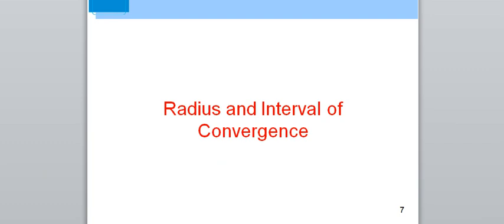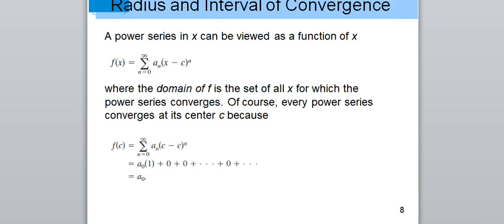And now we will go on to the radius and the interval of convergence. So let's go on there. Radius and interval of convergence. What does it say? It says a power series in x can be viewed as a function of x. Okay, so f of x is given as the sum from n equals 0 to infinity of a n times x minus c whole to the power n, where the domain of the function is the set of all x for which the power series converges. Of course, every power series converges at its center c.